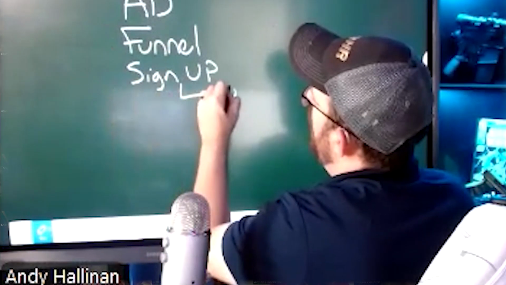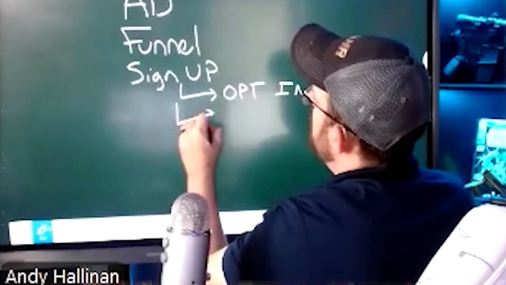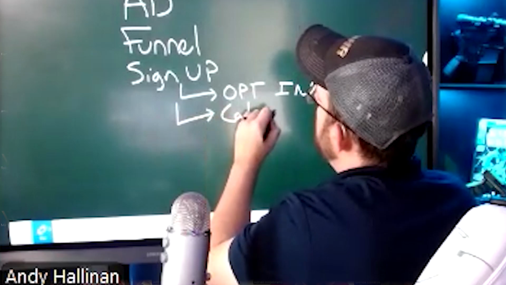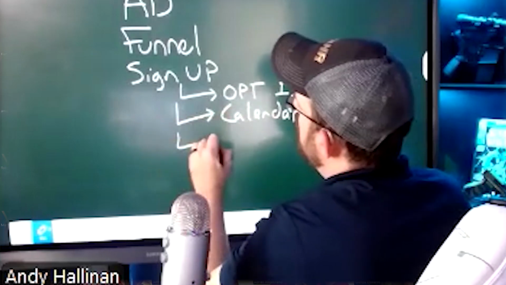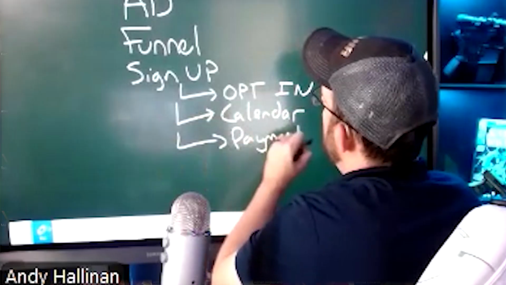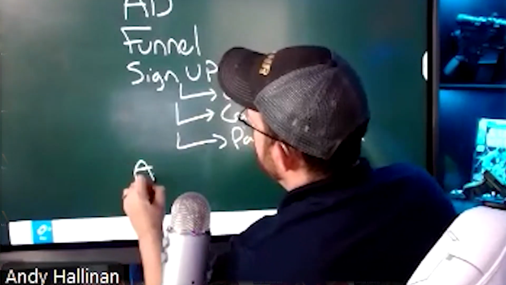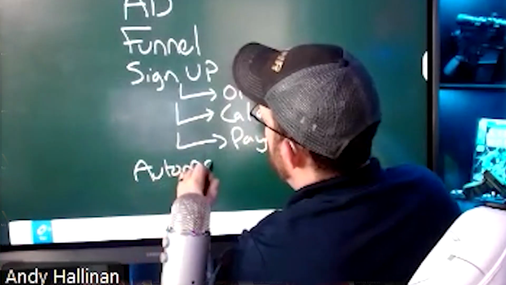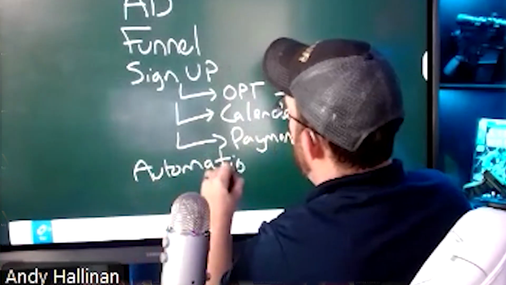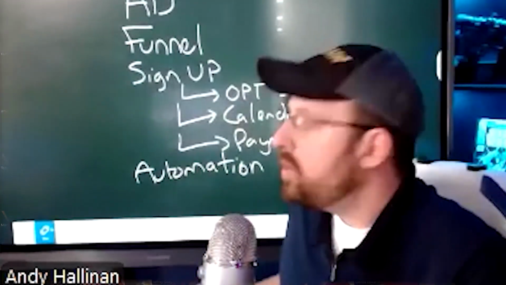That's either just going to be an opt in, or a calendar for them to sign up for an event, or a payment form. Then we need to have our automation. Okay. So this is the process to launch any new product, any new service, any new event, any new class.